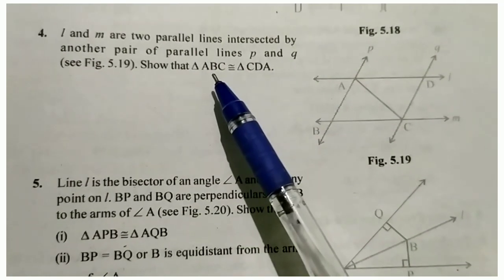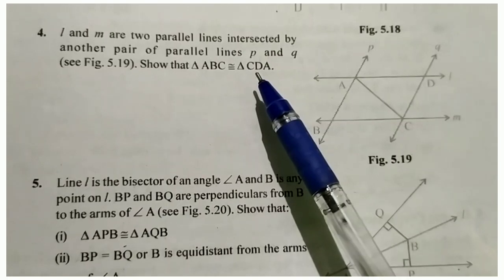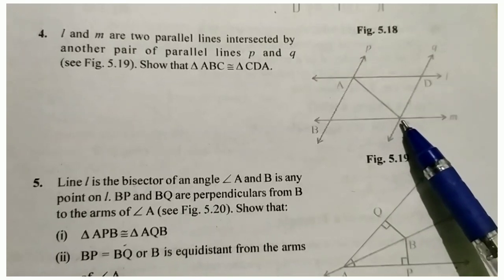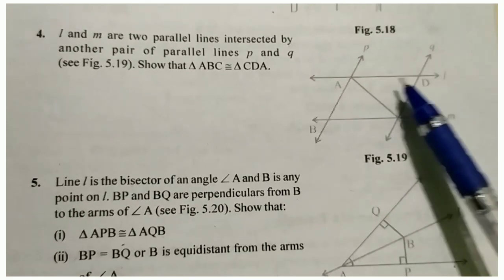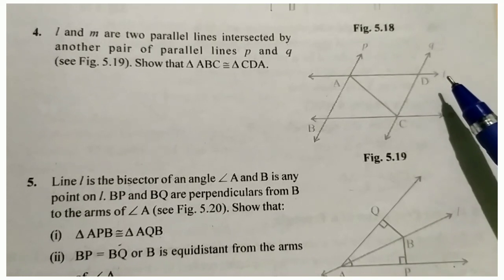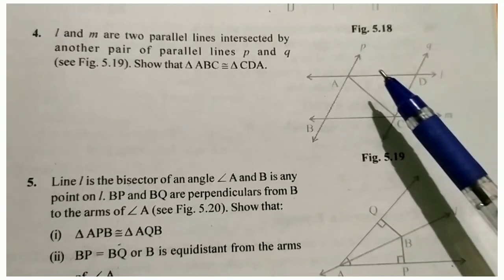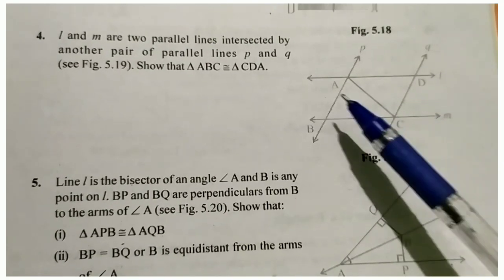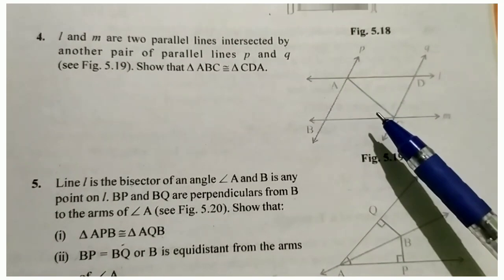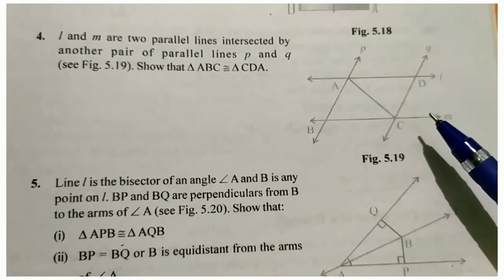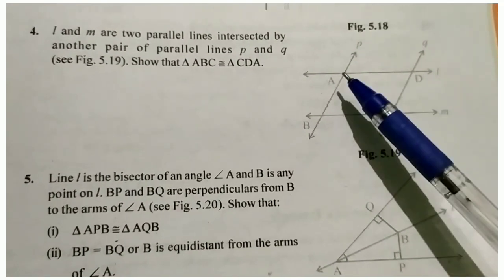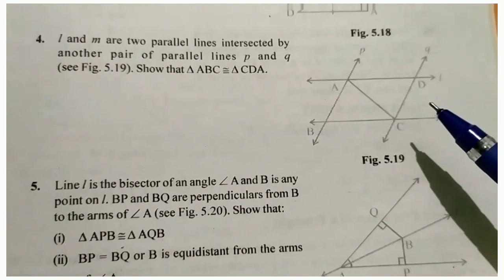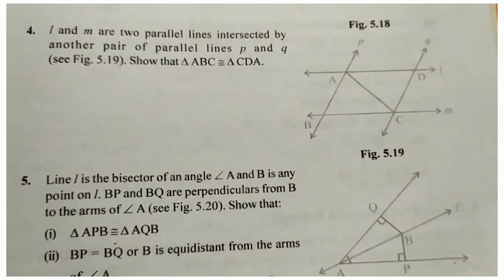Q. Show that triangle ABC is congruent to triangle CDA. Okay, here they have given two parallel lines, L and M are parallel and P and Q are also parallel. So using these parallel lines, AC will be the transversal for both lines L and M as well as P and Q. Using this transversal and parallel lines concept, we have to solve now.